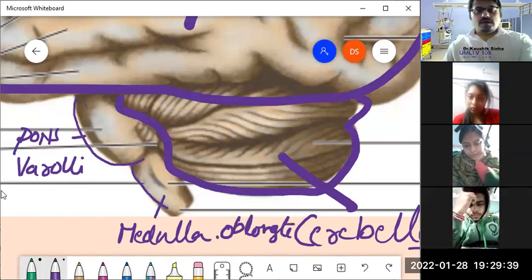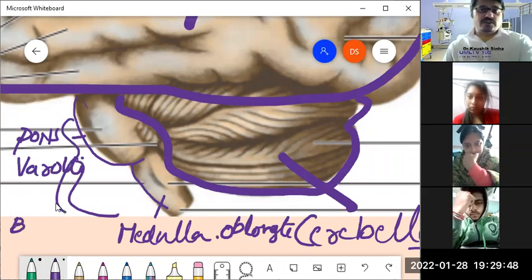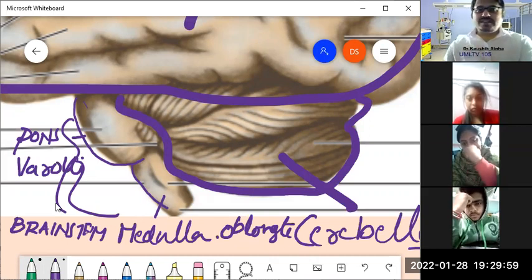Roughly, you can say that these two structures taken together can be called, this is a very rough statement though, the brainstem, because the word brainstem includes some other parts of the brain as well, which cannot be seen in this particular diagram.